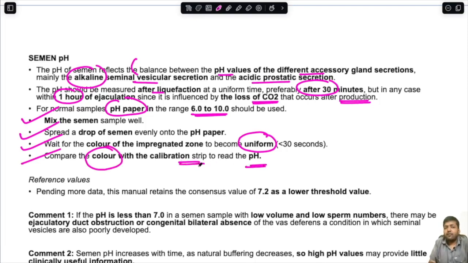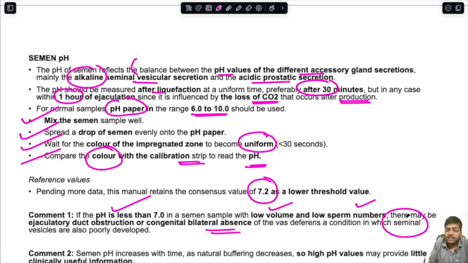Now the reference value: in the 6th edition, they have said that the semen pH is greater than or equal to 7.2. If the pH is less than 7 in a semen sample with a low volume and a low sperm number, there may be ejaculatory duct obstruction or congenital bilateral absence of the vas deferens, a condition in which the seminal vesicles are poorly developed, and as a result the alkaline secretion, mainly from the seminal vesicle, is absent and therefore the pH is falling.